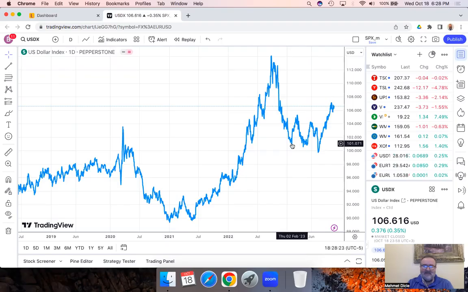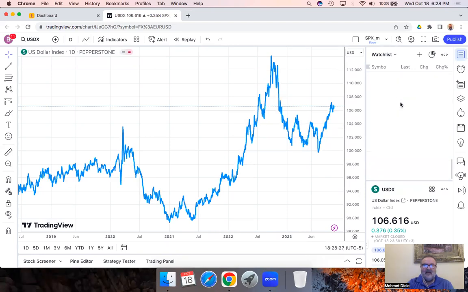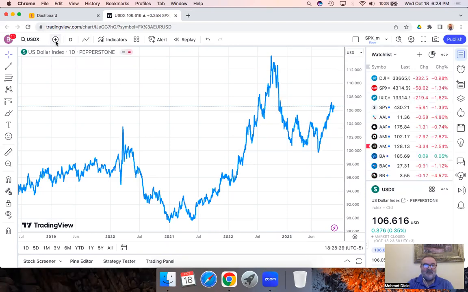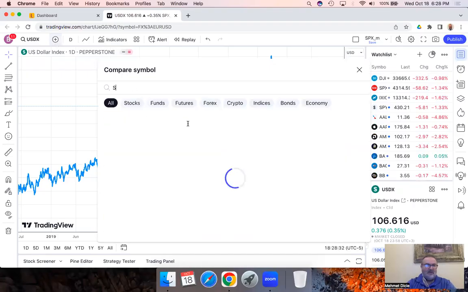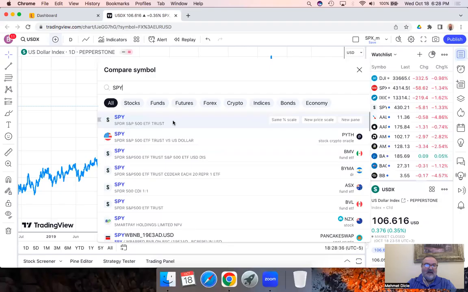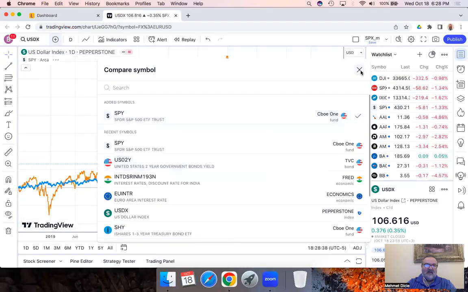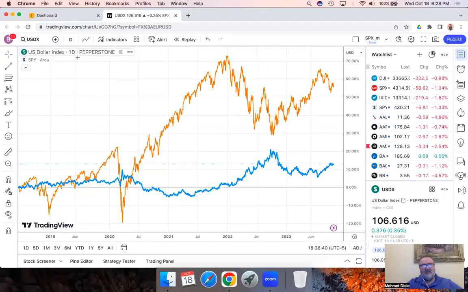So to this, what I want to do is add, say, the S&P 500 to this chart, just to show you how it actually works along with the markets. And notice now that the orange is the S&P 500, the SPY ETF, and the blue is the US dollar index. And notice there's a correlation between the two.